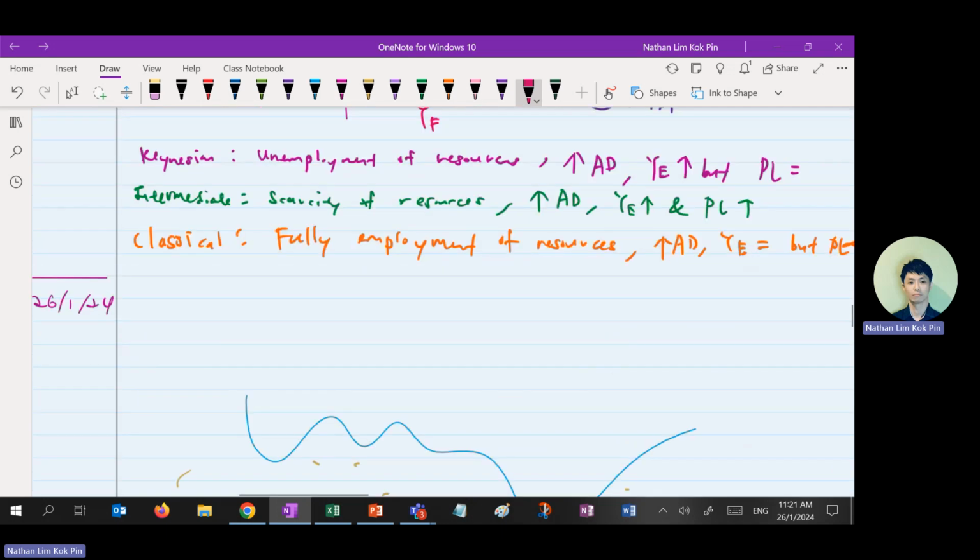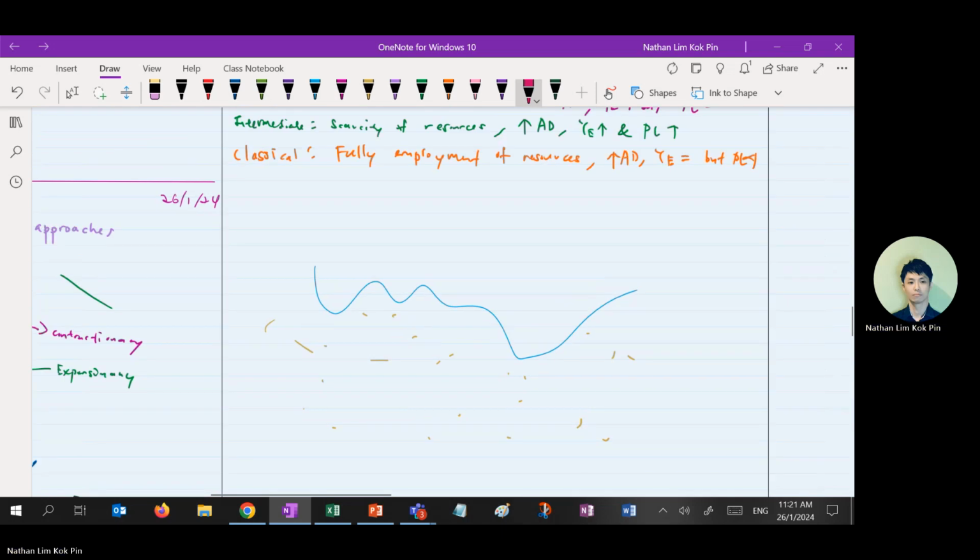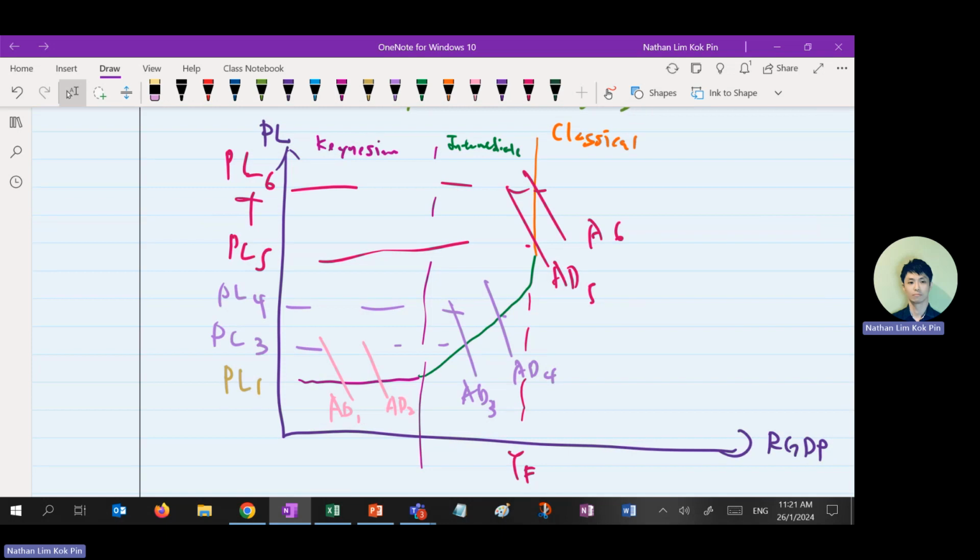Okay, if you don't understand the example I gave you, let's say lecturers. All the lecturers don't have a job in uni right now. Can I say I want a higher salary? No. So with unemployment of resources, the price is low or free.